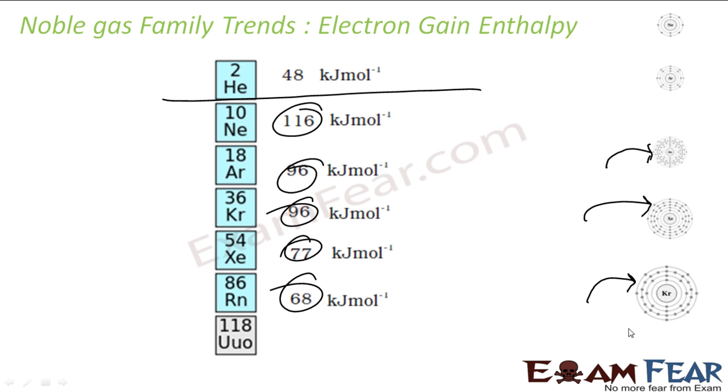Okay. Going down the group, the atomic size increases. It's a little easier to add an electron, and thus, if you see, for radon, 68 kilojoule per mole energy is required to add an electron, but for neon, 116 kilojoule per mole energy is required to add an electron. In case of helium, a little less amount of energy is required to add an electron.